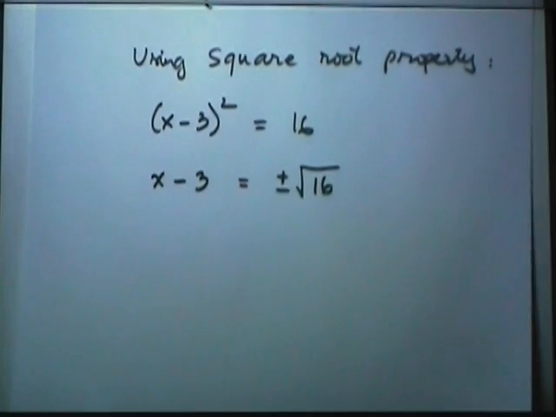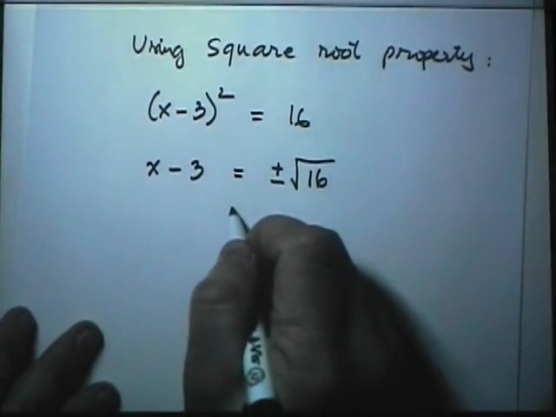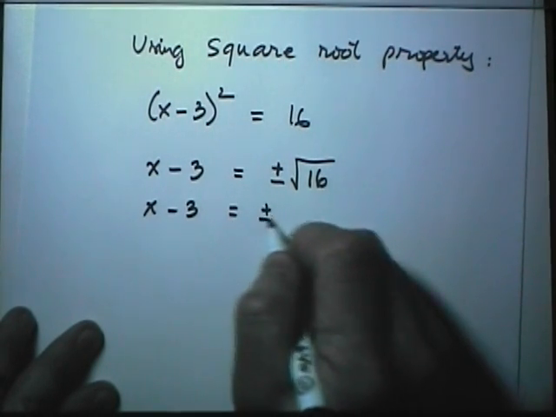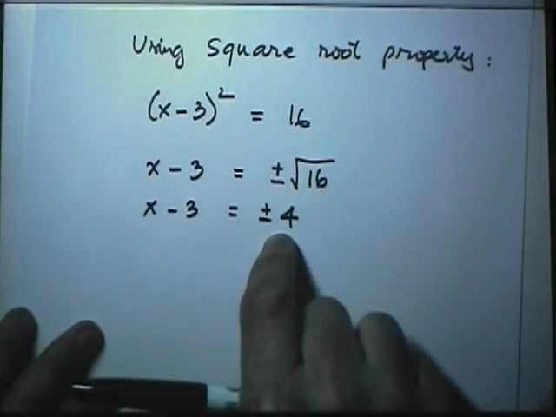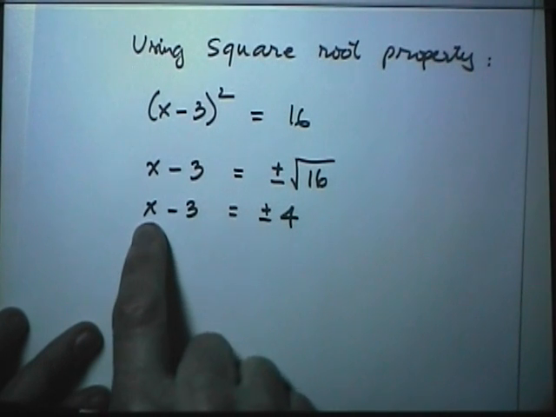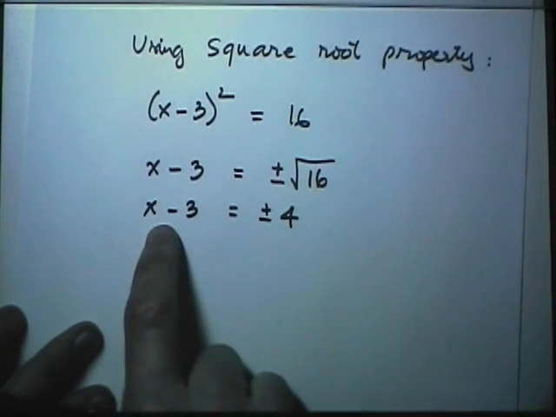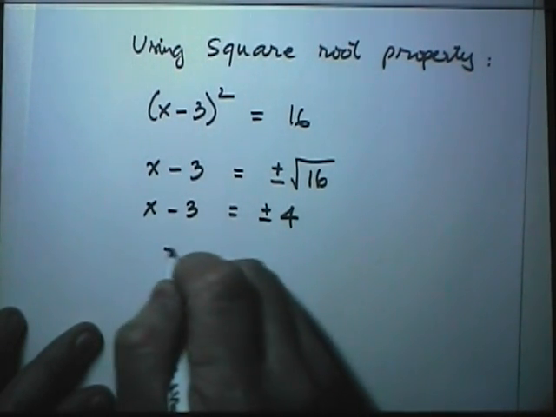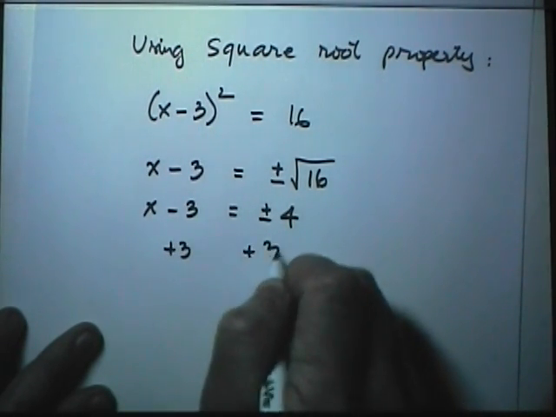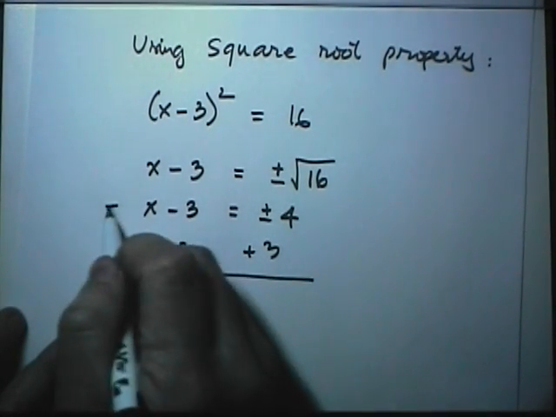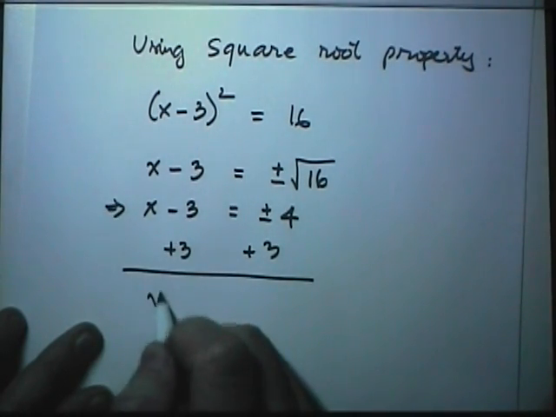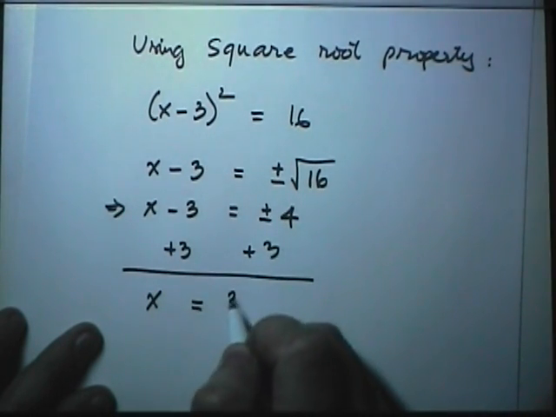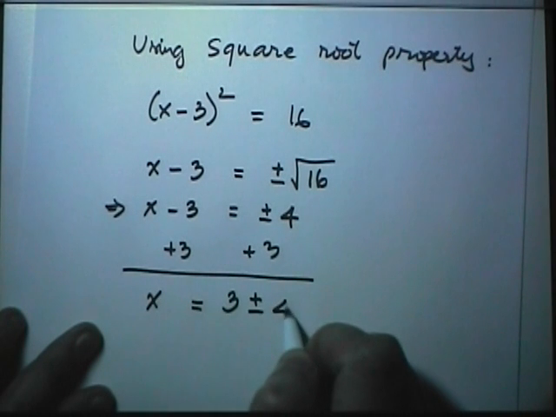Which is at the same time equal to plus and minus 4, because the square root of 16 is 4. But I don't want x minus 3 equals plus or minus 4, I want to solve for x. So at this point, I'm not done yet. I need to add 3 to both sides. So now in my remaining equation, the 3 on the left side is cancelled out. So x equals 3 plus and minus 4.